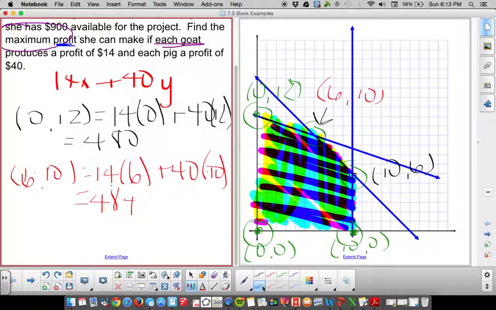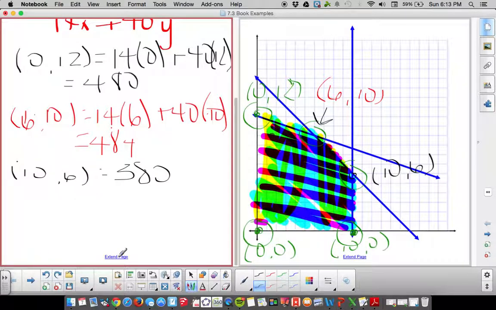And if I keep trying points, we'll see that 10, 6 gives me 380, and the point 10, 0 gives me 140.